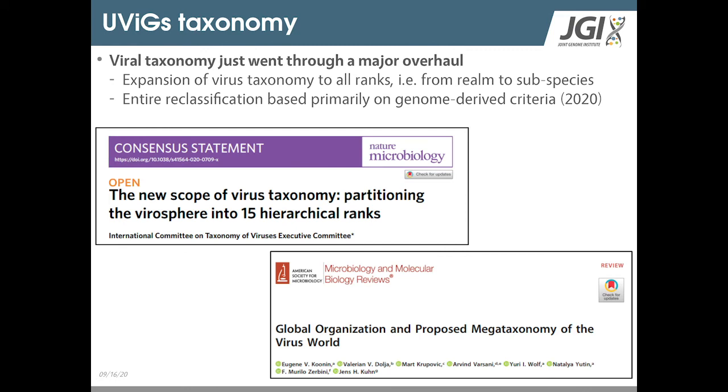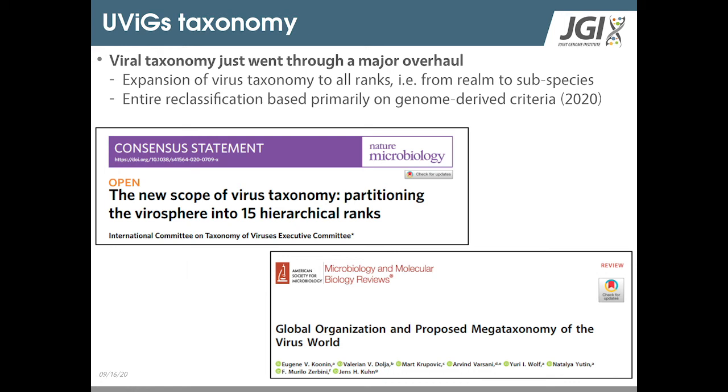Second step I mentioned, taxonomy. Taxonomy in the virus world is an interesting beast, mostly because it's extremely dynamic. These are just two examples of papers that came out in 2020. One completely changed the virus taxonomy and expanded it to what is now 15 taxonomic ranks.